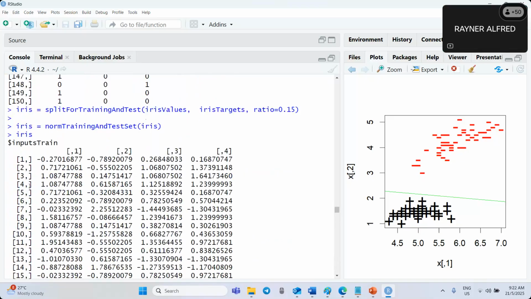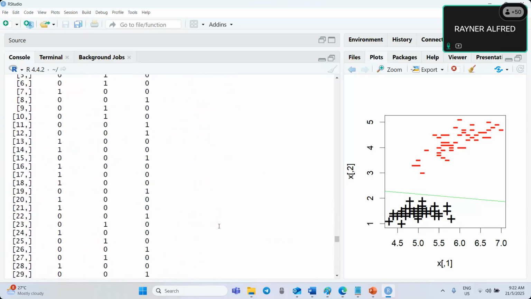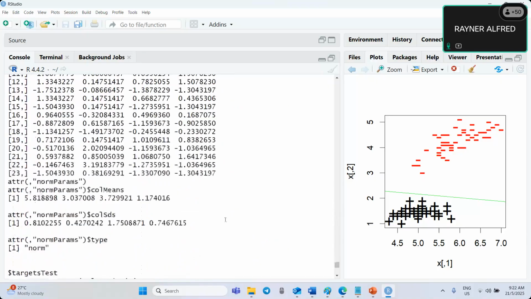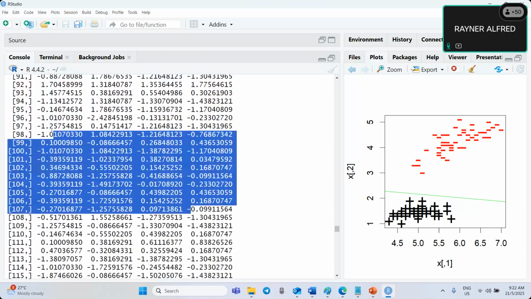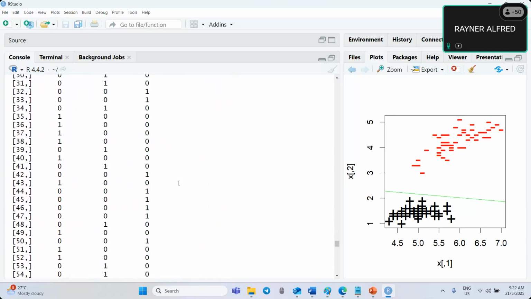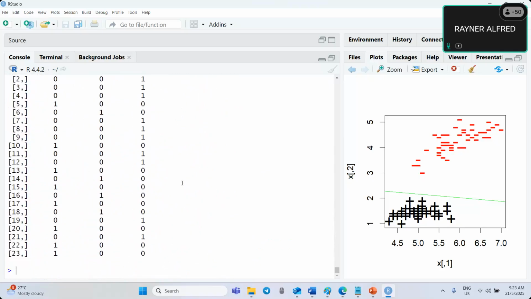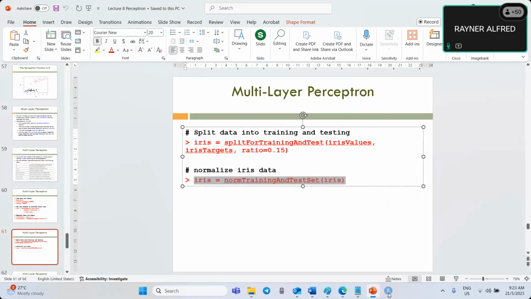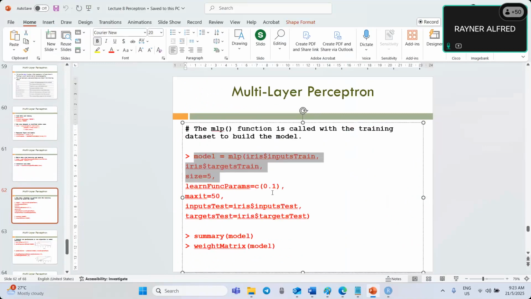Yeah. So we have the input here. This is your testing. This is your testing. This is your training. So we have divided them into 85% training and 15% testing. Okay. Now we will build the multi-layer perceptron.